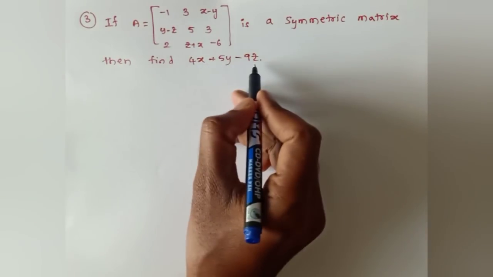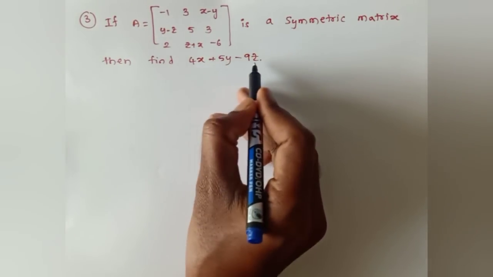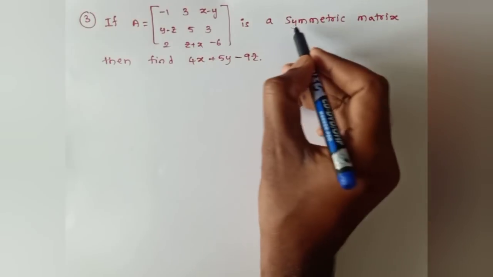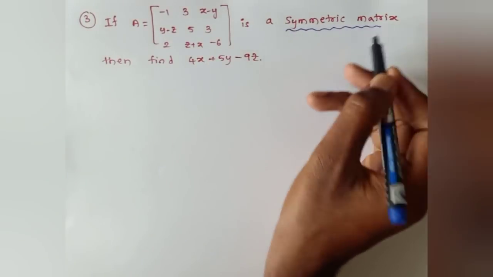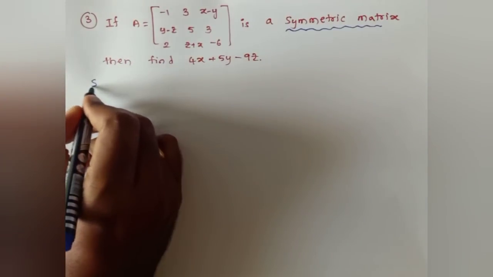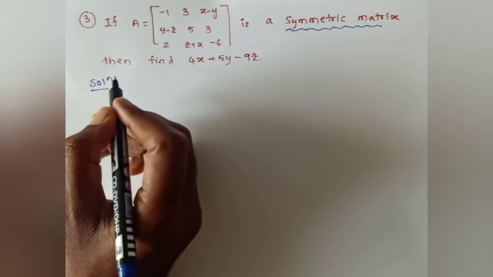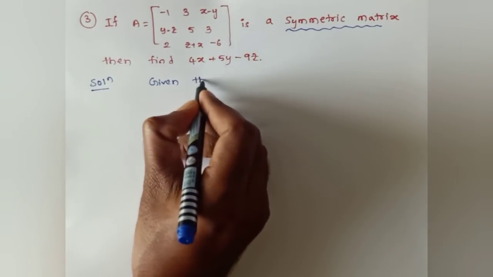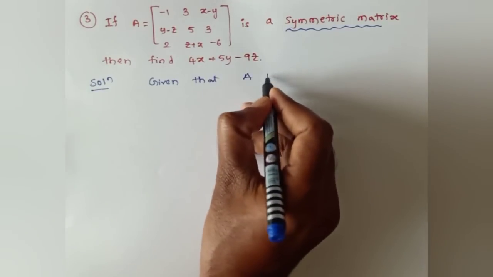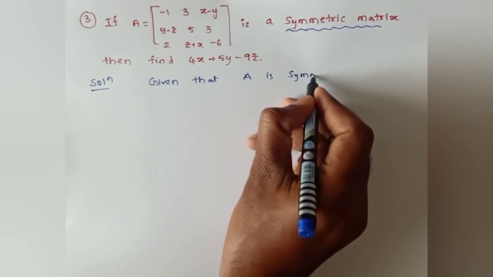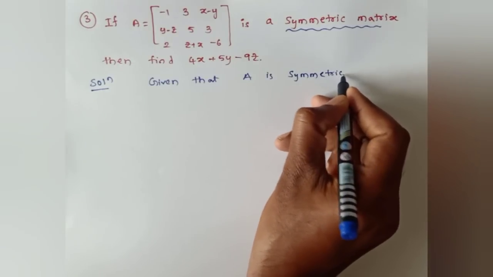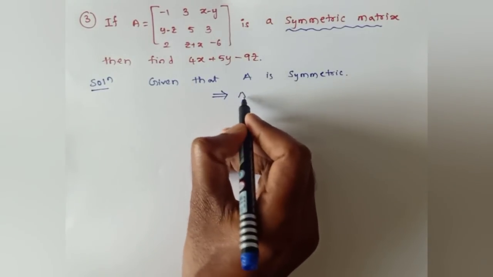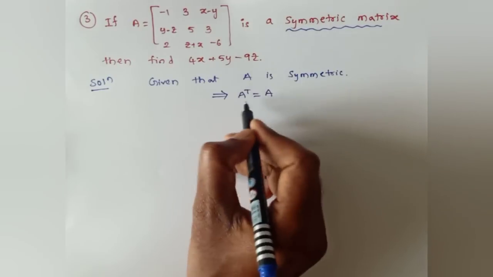To find the value of this expression, we need the values of x, y and z. By using the given condition, you can evaluate these three values. So what is given? The given matrix A is a symmetric matrix. You know the definition of a symmetric matrix. A square matrix A is said to be symmetric if A transpose equals A, or A equals A transpose.